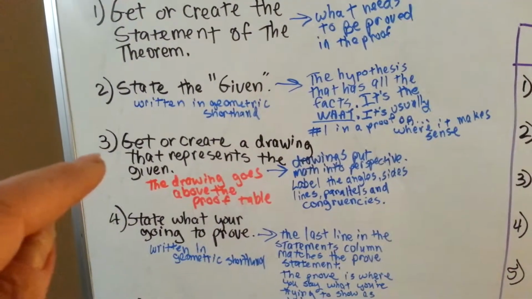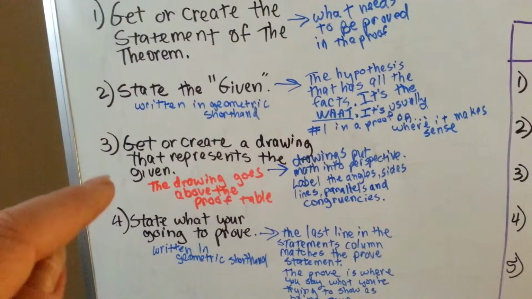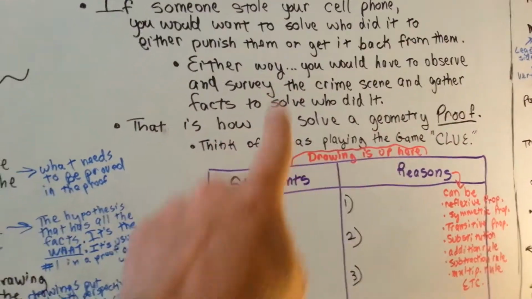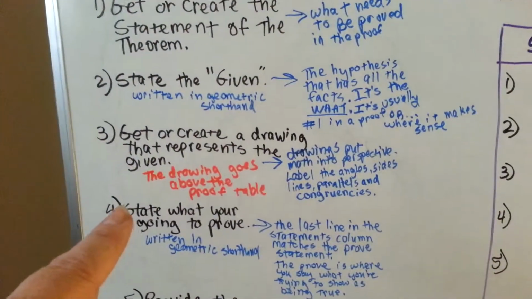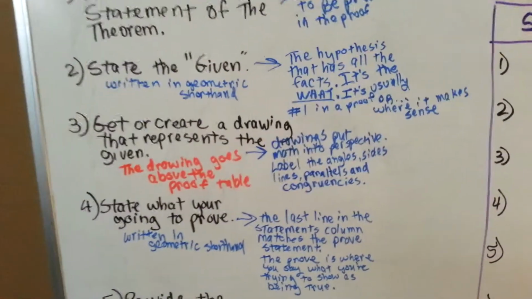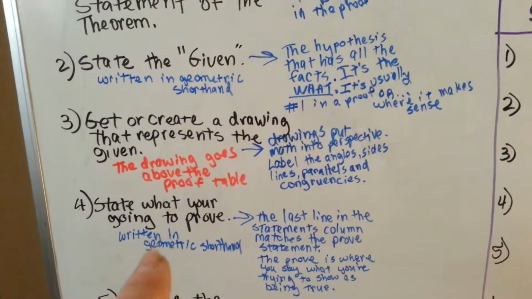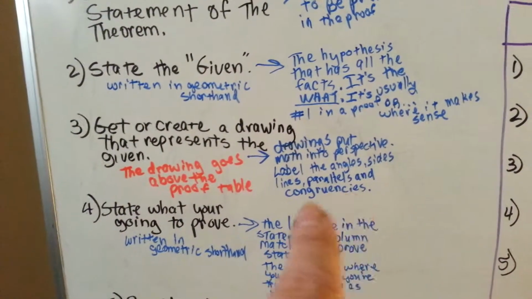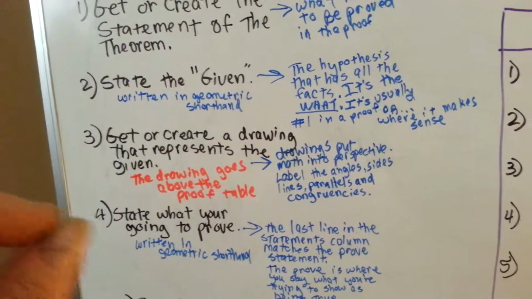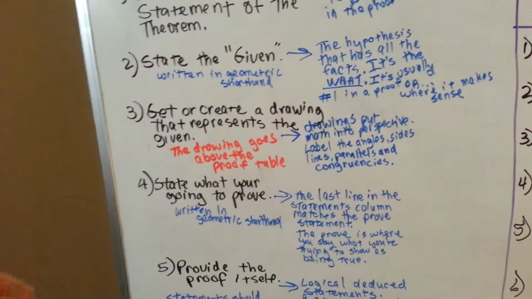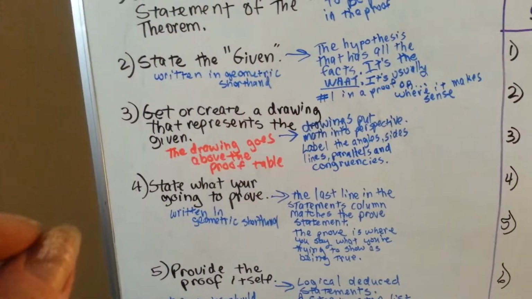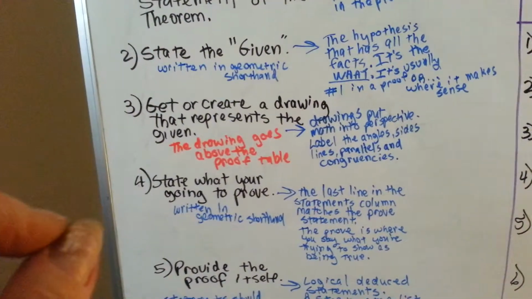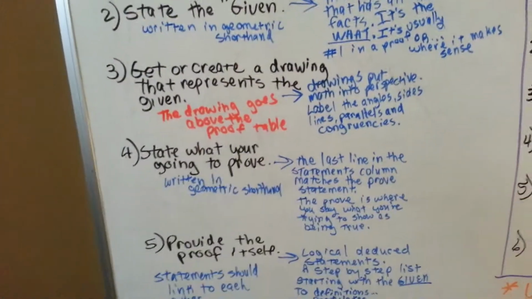The next thing you do is you get or create a drawing that represents the given. The drawing goes above the proof, usually in this area, and then you put the proof table underneath it. Drawings put math into perspective, even with word problems. You label the angles, the sides, the lines that are parallel, lines that are congruent. You want to have everything marked, almost like you're putting all your clues to solve your crime in your memo book. You want all the information.